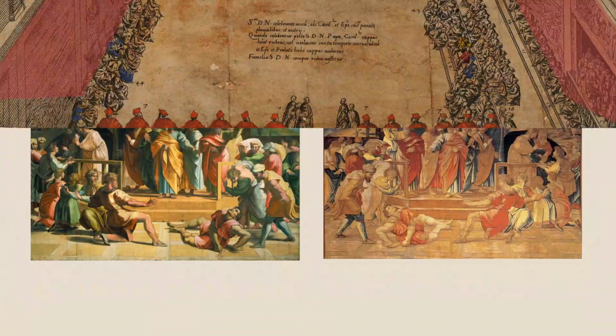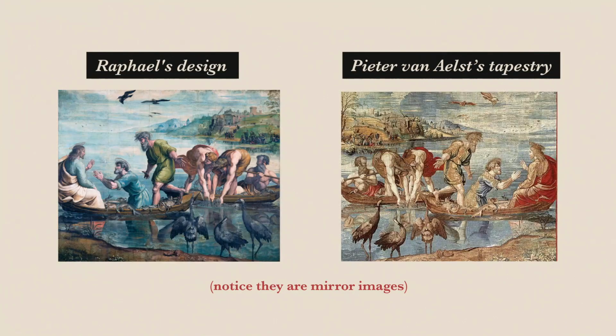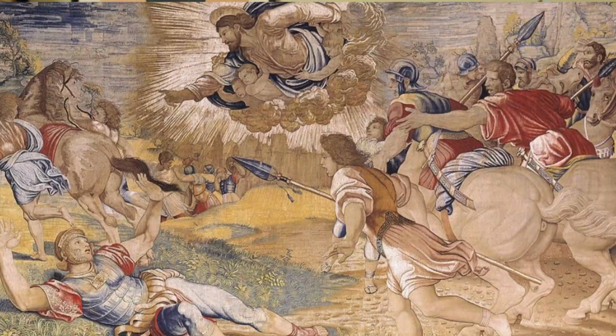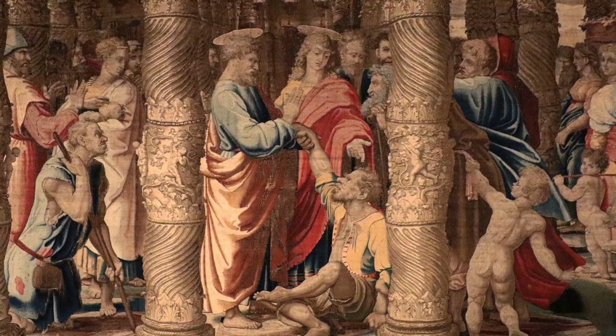Raphael's designs were sent to Peter van Aalst's workshop in Brussels, which was considered to be the best tapestry workshop of the time. Now, these tapestries cost 15,000 gold ducats, which is approximately 2 million euros in today's money. In comparison, Raphael was only paid 1,000 ducats for his designs. All up, the tapestries cost 5 times the amount paid to Michelangelo to paint the ceiling. But today, it's Michelangelo's ceiling that people flock to see, not the tapestries.